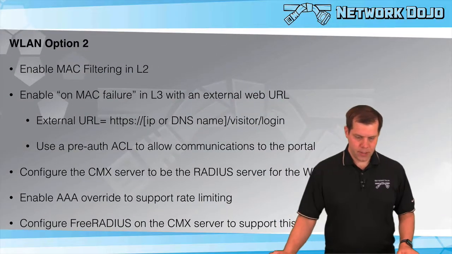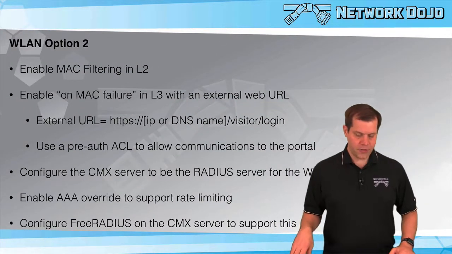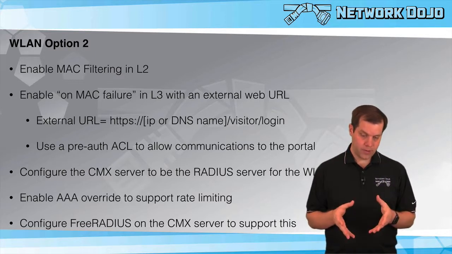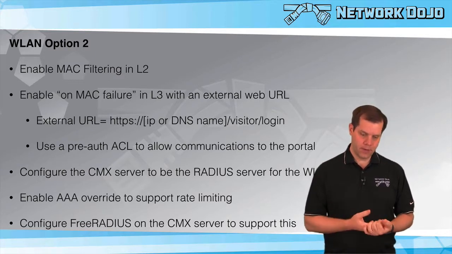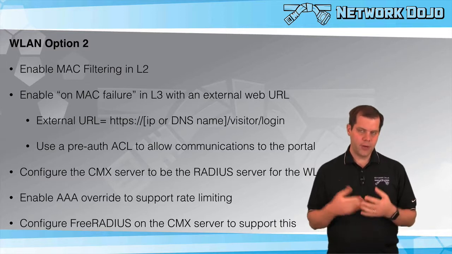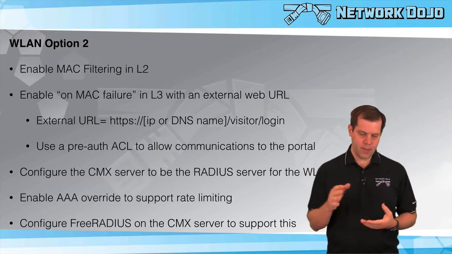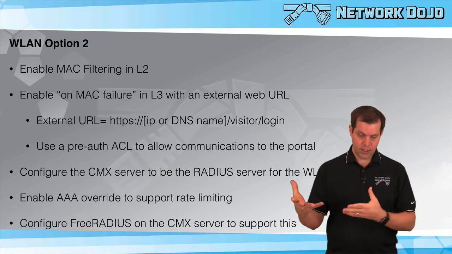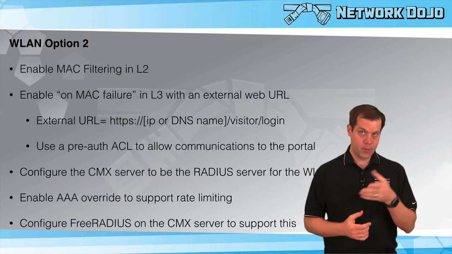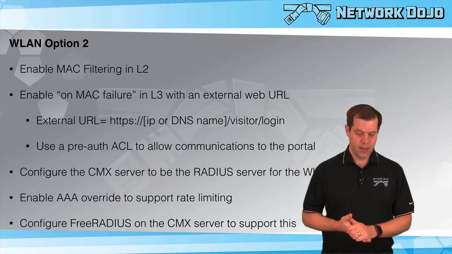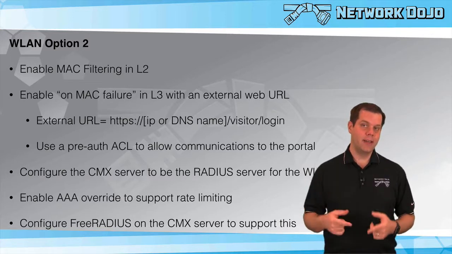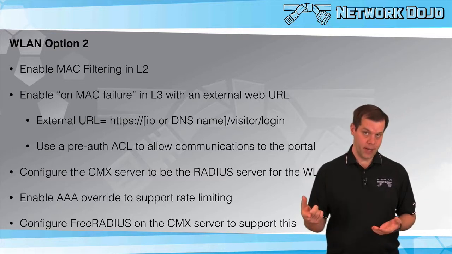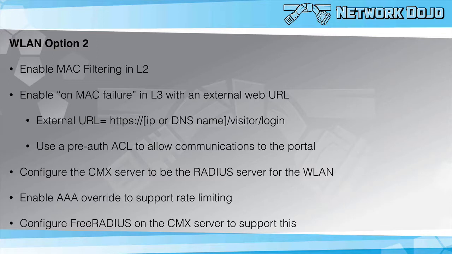So WLAN option number 2 is where we are actually going to enable MAC filtering on the layer 2 side of things. So it's an open SSID with MAC filtering. And then on the layer 3 side, we're going to change it from pass-through, and we're going to choose the on MAC filter failure option. And then we'll call out the external URL and the pre-auth ACL, just like we did in the last scenario. And in this case, actually what's going to happen is CMX is going to be operating as a radius server, and we're going to specify CMX as our radius server.